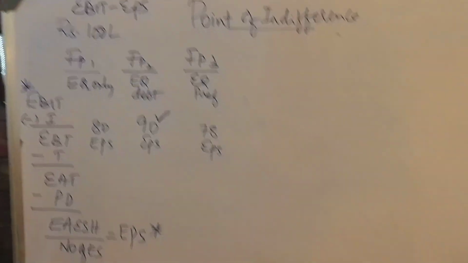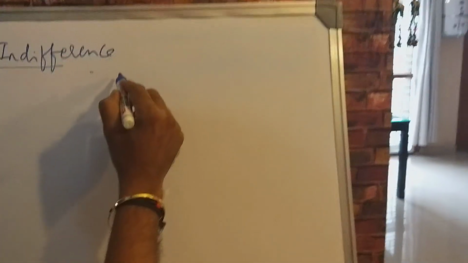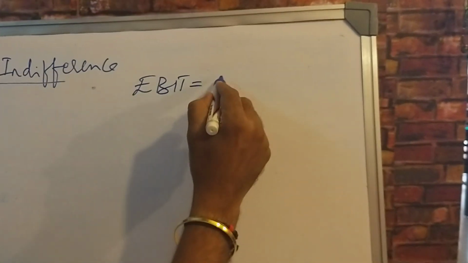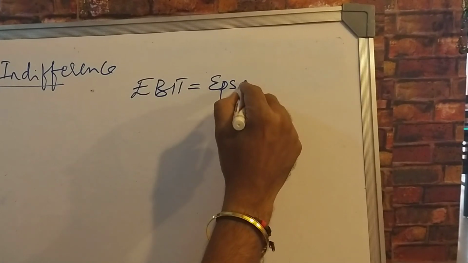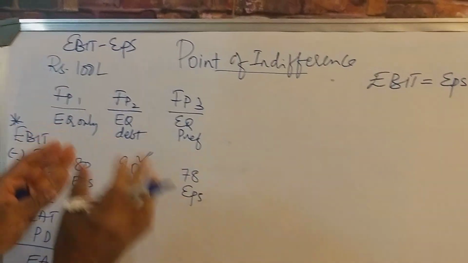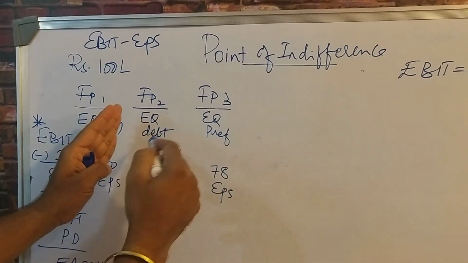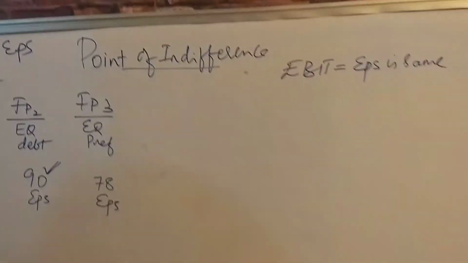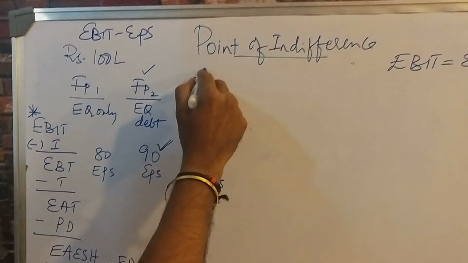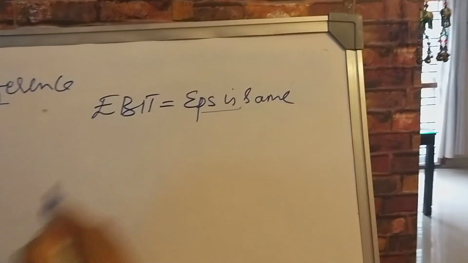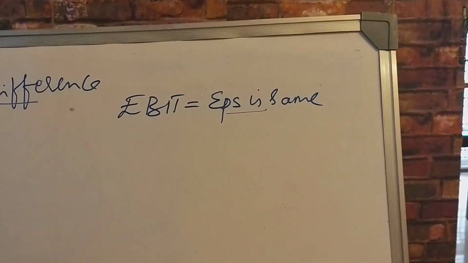This is EBIT EPS. Point of indifference is that level of EBIT at which all the financial plans' EPS is the same. At a certain level of EBIT, if both financial plan 2 and 3 are giving me the same EPS, then that is what is called point of indifference. As the name itself says, whether I choose financial plan 2 or financial plan 3, it will not make any difference. The reason it will not make any difference is because the EPS is the same. I hope you are able to understand that.